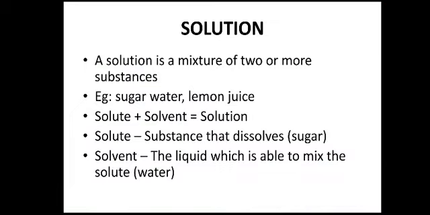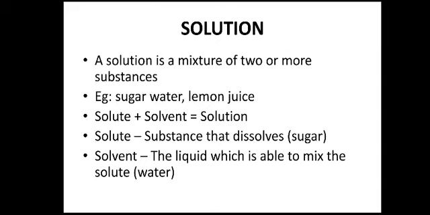A solution is a mixture of two or more substances. Have you ever prepared a lemon juice of your own? What are the ingredients you take to prepare a lemon juice? Lemon, sugar, and water. When you mix all these three things, you get your lemon juice. So, when you mix two or more substances and you get the end product in the liquid state, it is your solution. So, let us consider an example, sugar water.